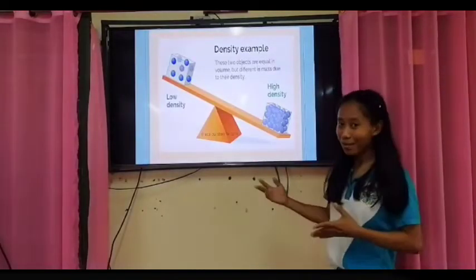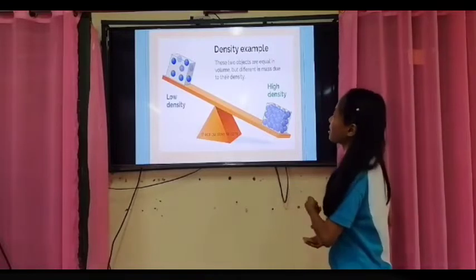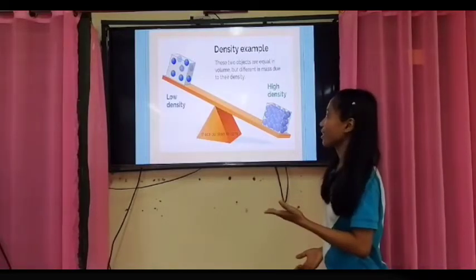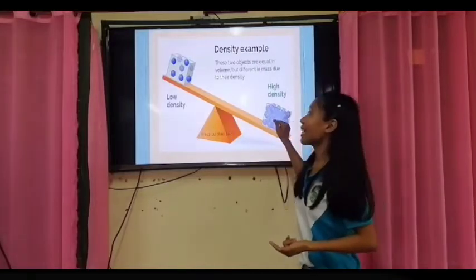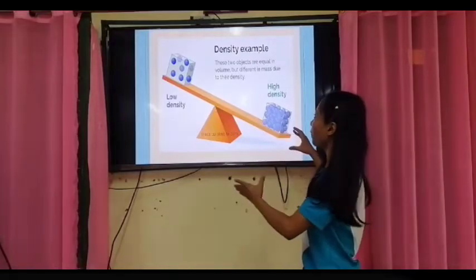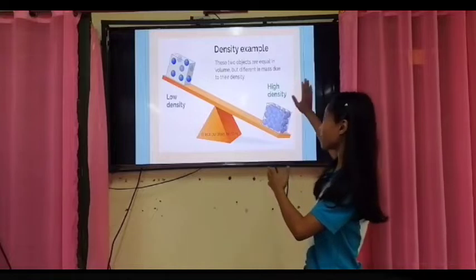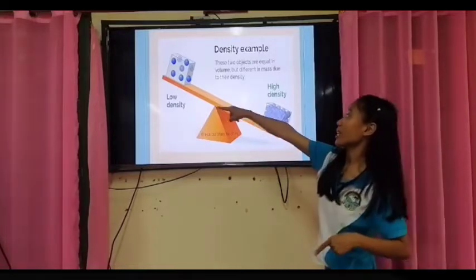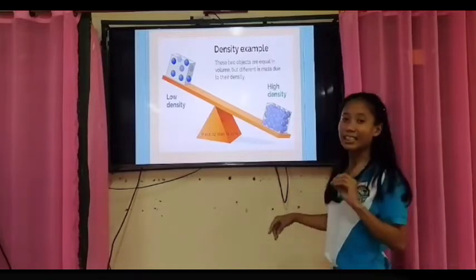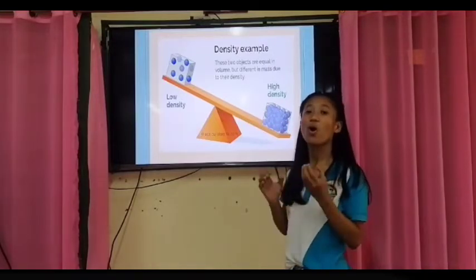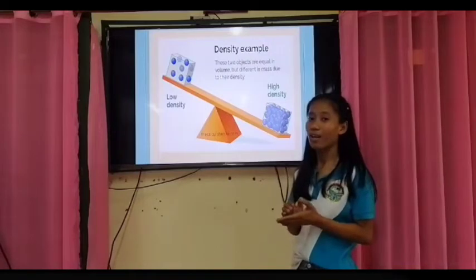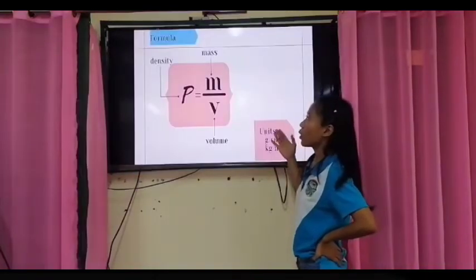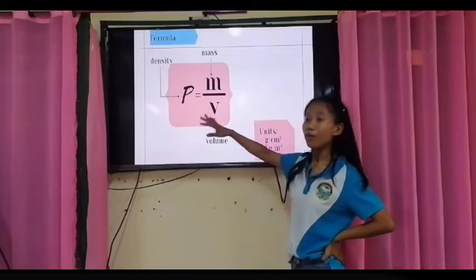So, example of density. These two objects are of equal volume but different in mass due to their density. We know, parehas silang equal volume in cube, pero alam naman natin na mas mabigat ito kaysa dun sa isa. Diba? Sabi nga natin kanina na ang density, it measures how compact the molecules in an object are. So, sa density, itong formula, di ba?